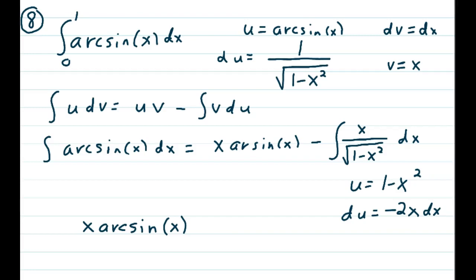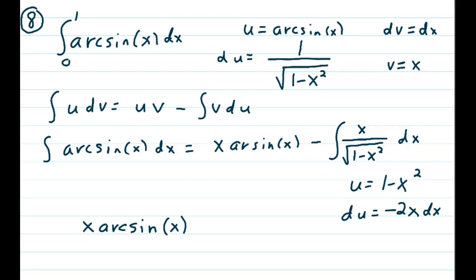We let u equal arc sine of x. The derivative is pretty nasty, 1 over the square root of 1 minus x squared. dv is equal to dx, and then v is equal to x. So we pull out the formula, and we get the integral of u dv is equal to uv minus the integral of v du. So we have the integral of arc sine of x, which is u, dv and dx are the same. We get x arc sine of x. That piece is now done. Then minus another integral of x over the square root of 1 minus x squared dx.